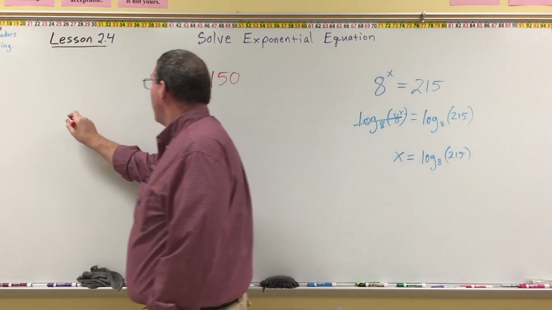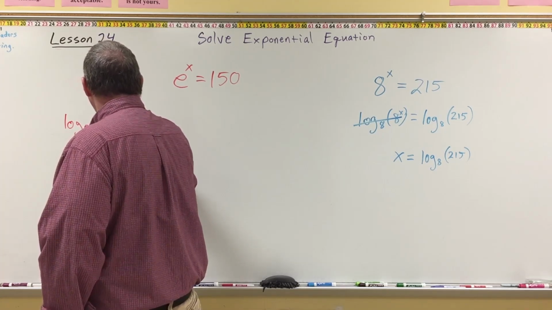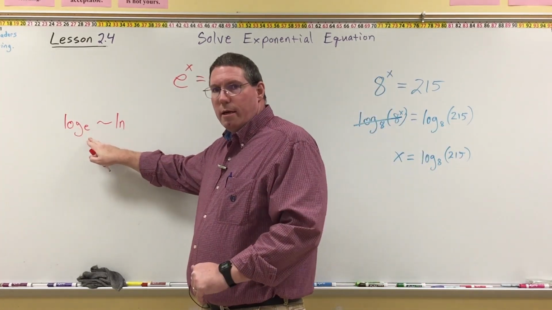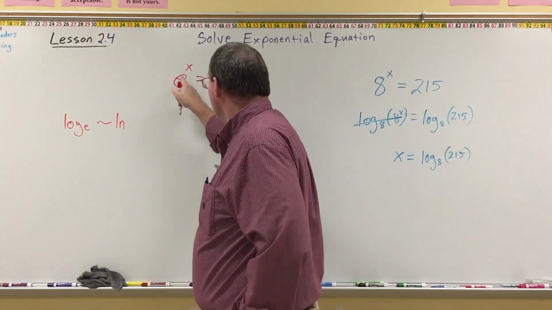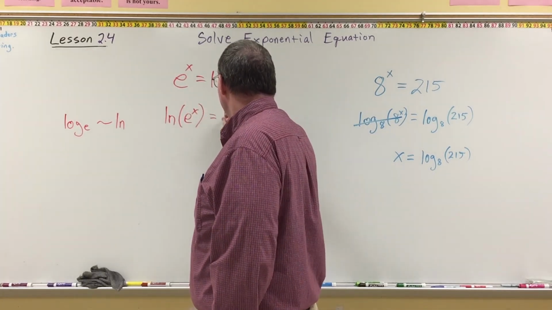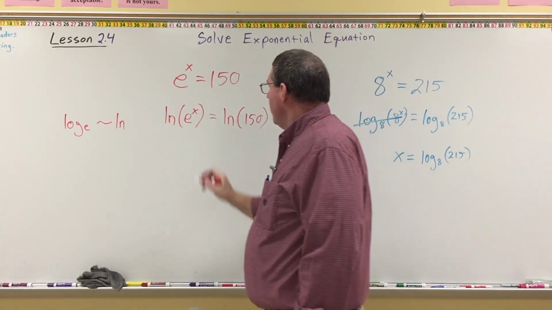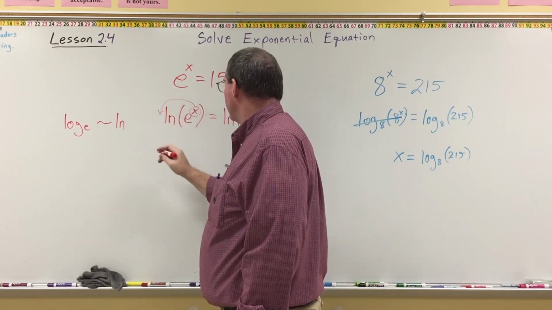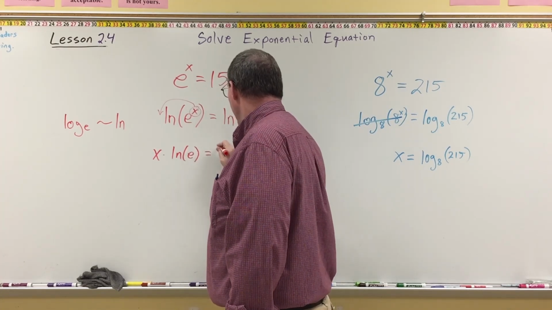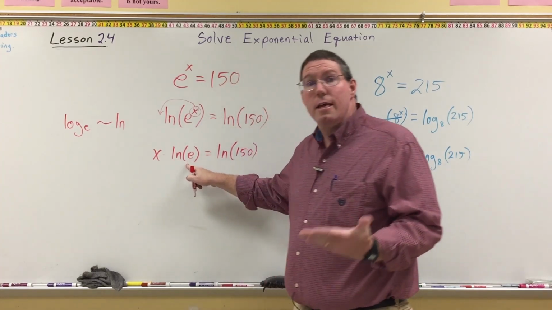But remember, log base e is the same thing as natural log, okay? And so we don't write log base e in math, we just write ln. So to cancel this e, we're going to need the natural log of e to the x power is equal to the natural log of 150. And then the x goes to the front of the natural logarithm. So we have x times the natural log of e equals the natural log of 150. And the natural log of e equals 1.